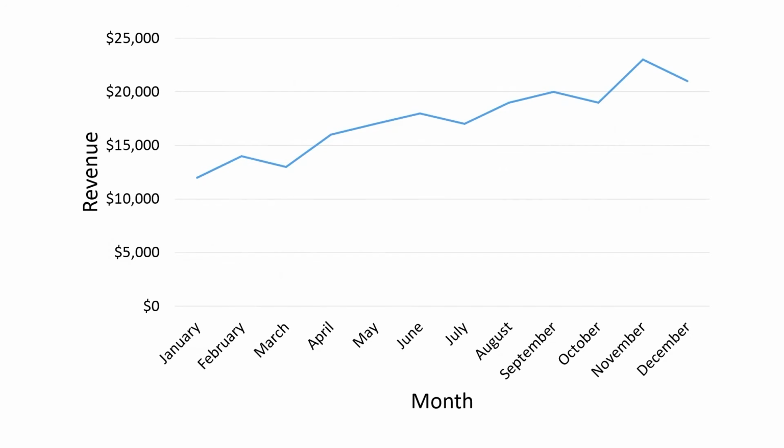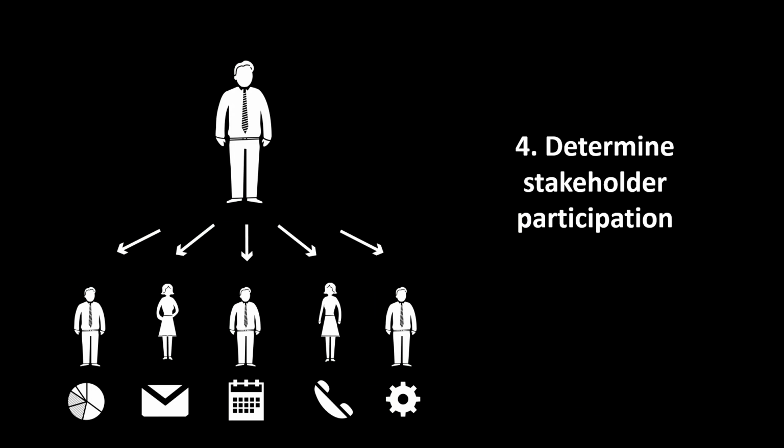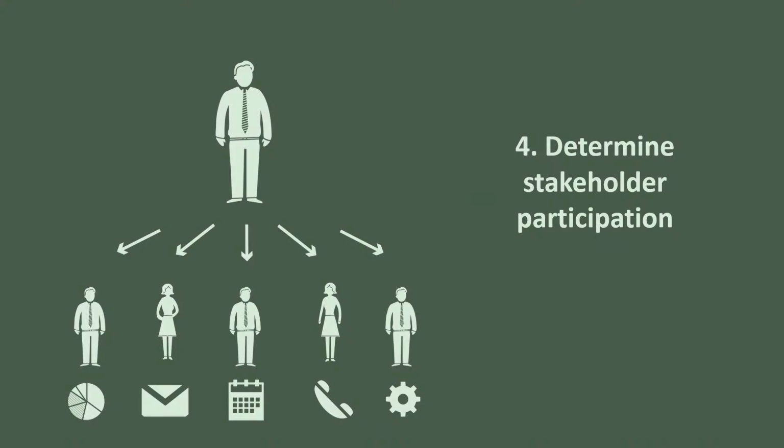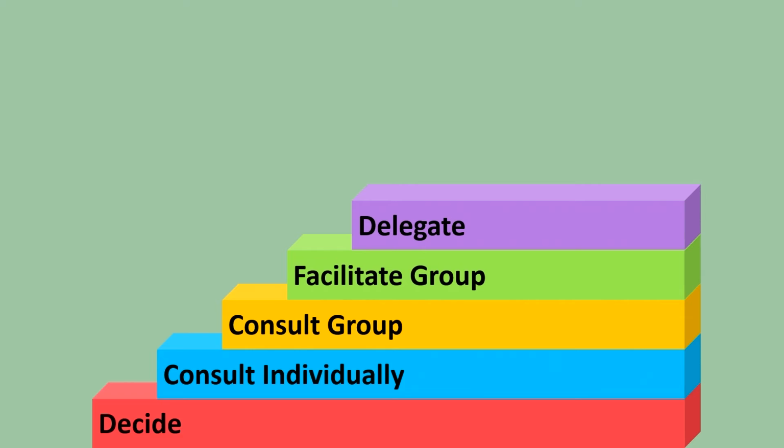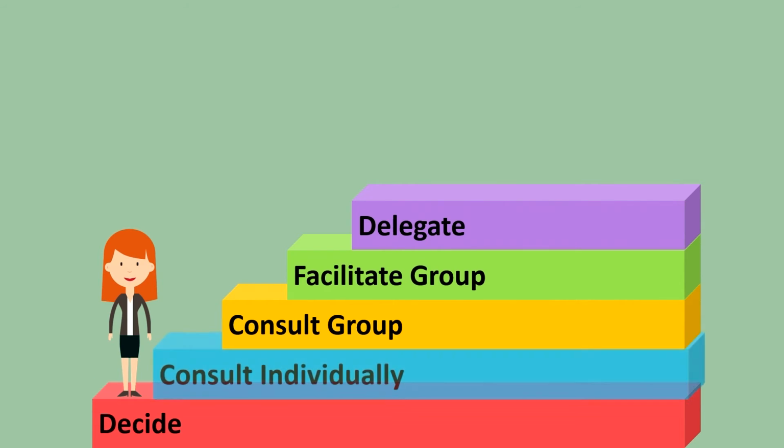Once you've clearly outlined the problem scope, you can start to identify who will be responsible for solving the problem and determine their level of involvement in the process. To help you decide how to decide, you may want to use the Vroom-Yetton model. According to this model, there are 5 different levels of participation in the decision-making process.